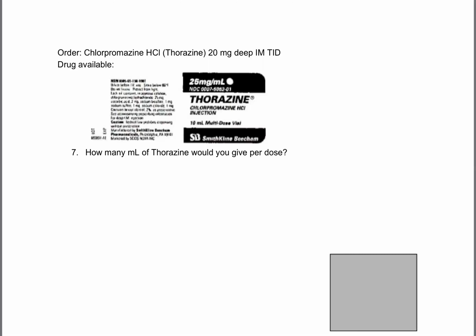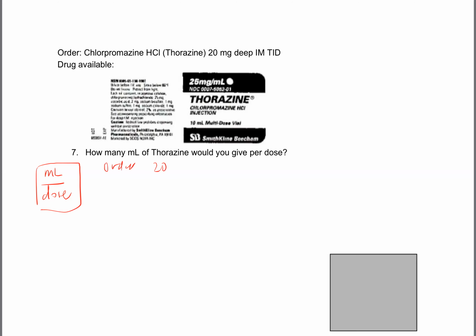Number 7, the order is for Thorazine, 20 milligrams deep IM, TID. The drug available is Thorazine. It's a 10 ml multi-dose vial, which means you can use your vial more than once. The concentration is 25 milligrams per ml. The question for number 7 asks, how many mLs of Thorazine would you give per dose? So the final units we are looking for are mLs per dose.